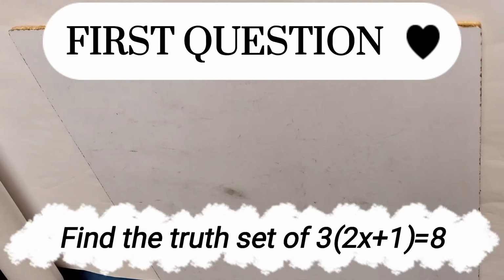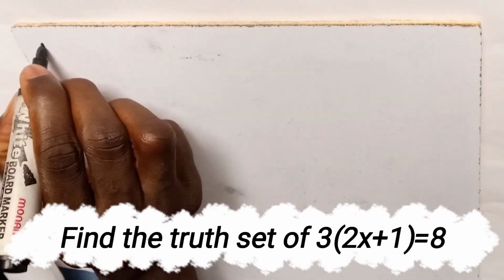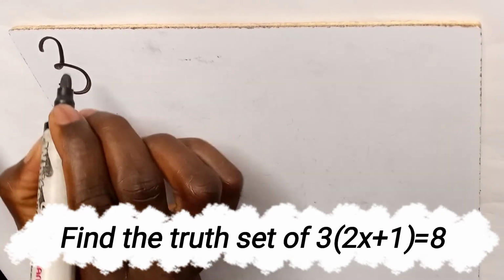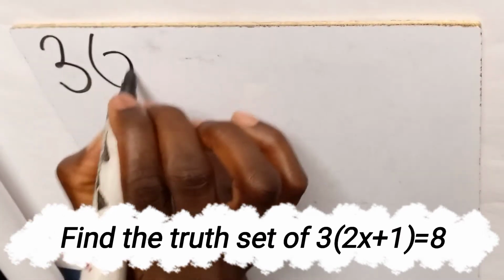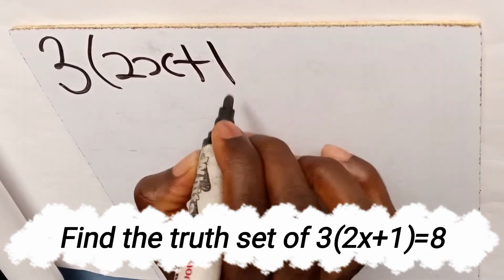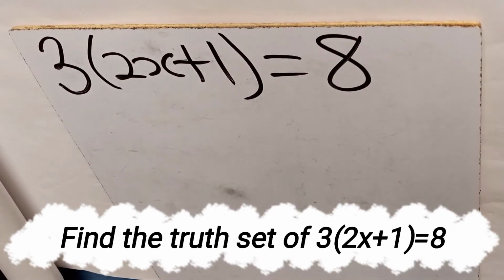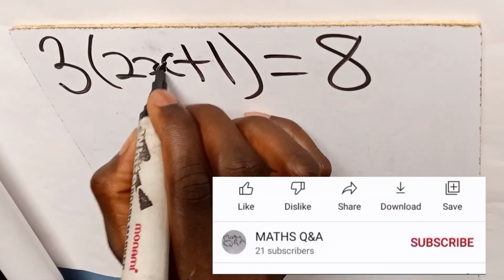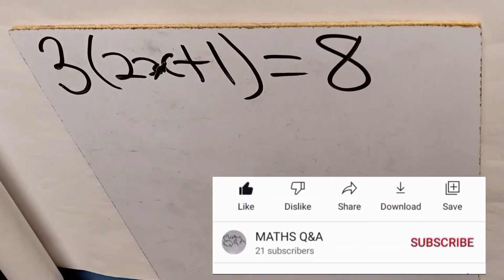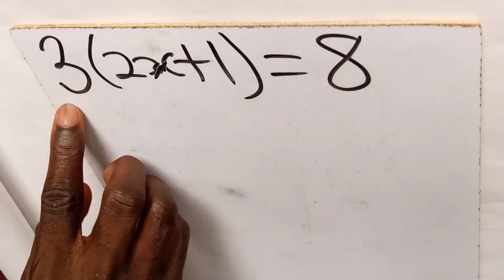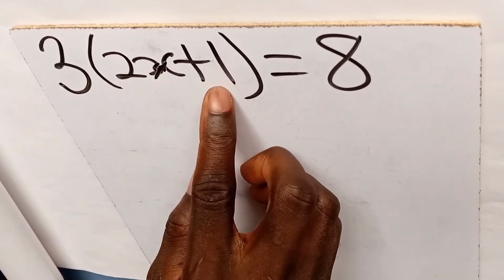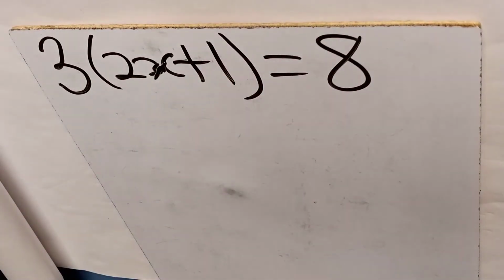Find the truth set of 3 multiplying 2x plus 1, equal to 8. In order to find the truth set of this question, you first have to expand the brackets. And by expanding the brackets, you have to multiply the number outside the bracket by each term in the bracket. Okay, so let's first do that.